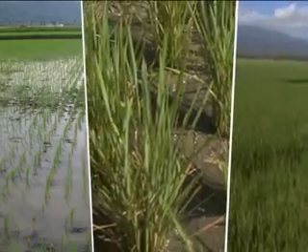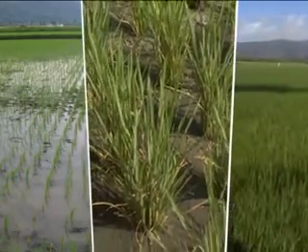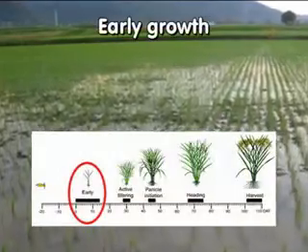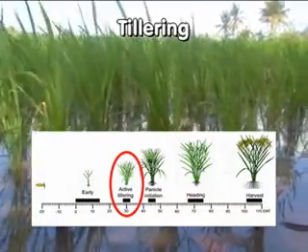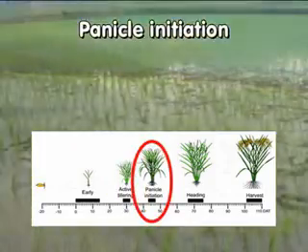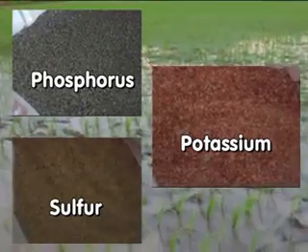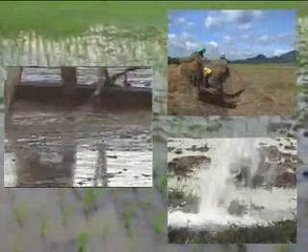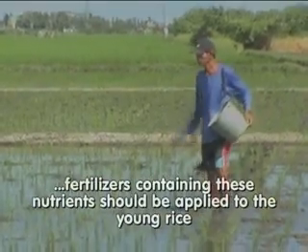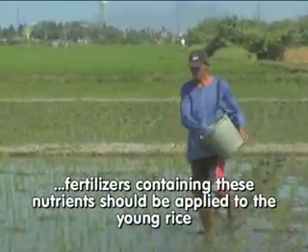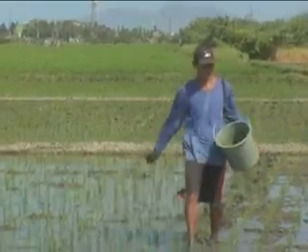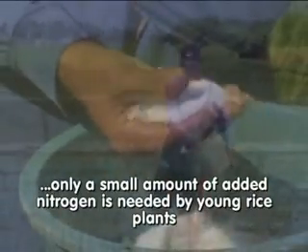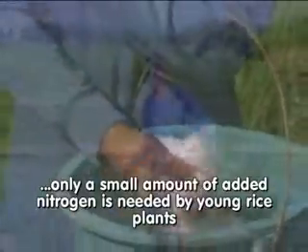Three stages of rice growth are critical for adding nutrients: early growth, tillering, and panicle initiation. Young rice plants typically need phosphorus and sometimes potassium and sulfur in amounts greater than available from soil, organic materials, and irrigation water. In such cases, fertilizers containing these nutrients should be applied to the young rice. At this stage, only a small amount of added nitrogen is needed by young rice plants.